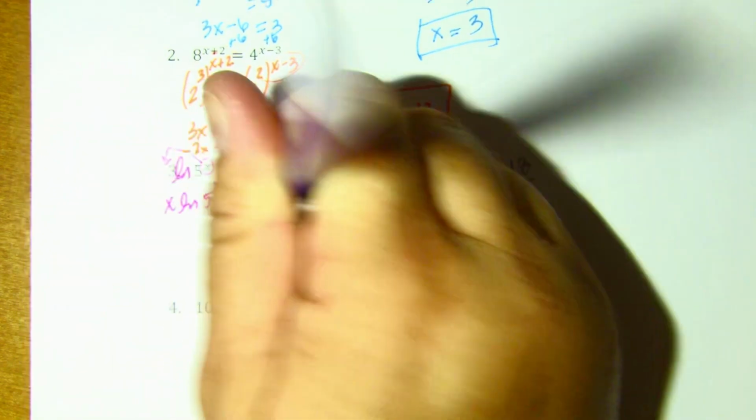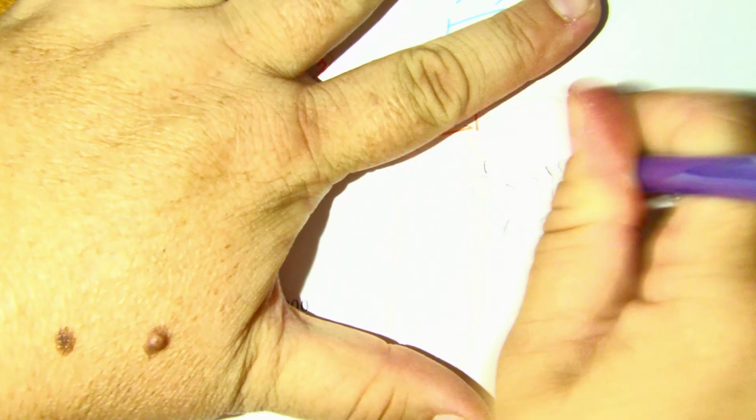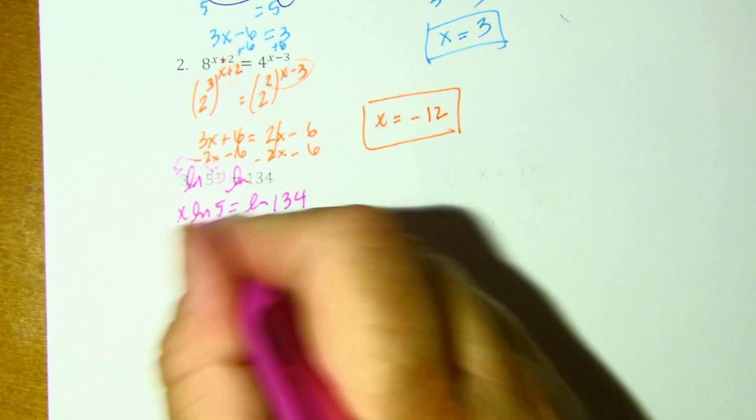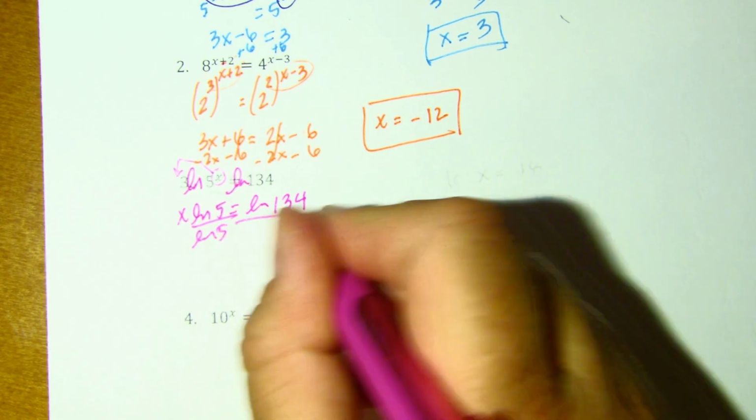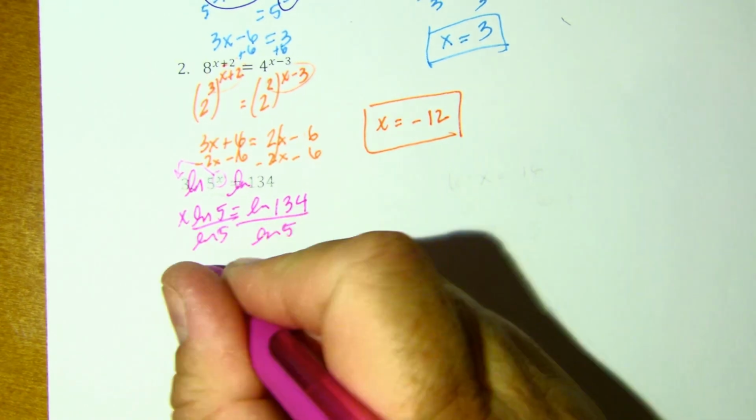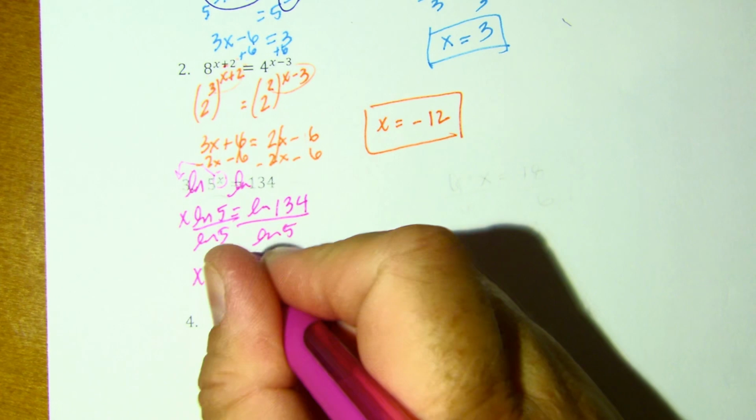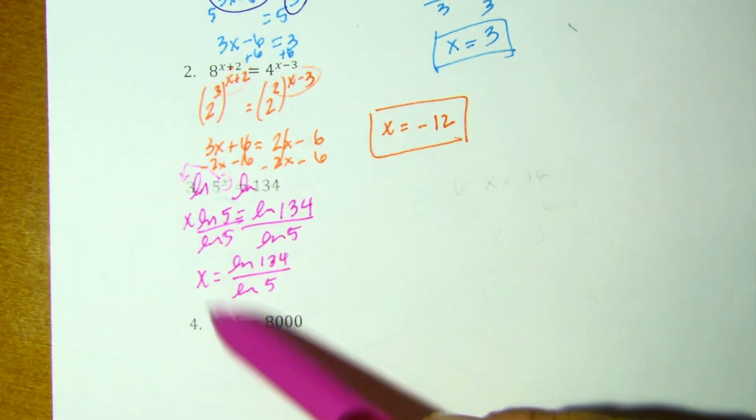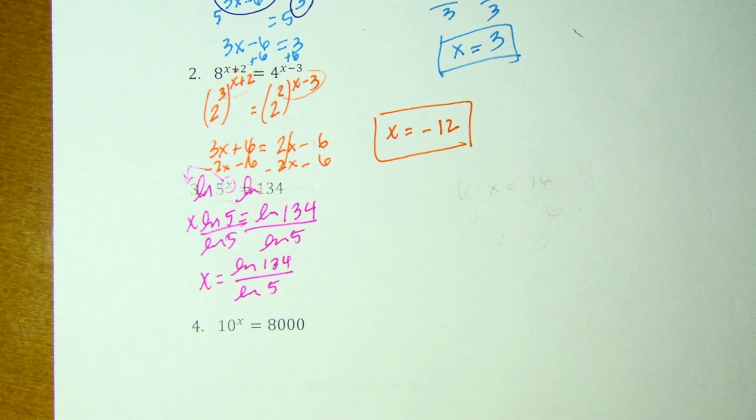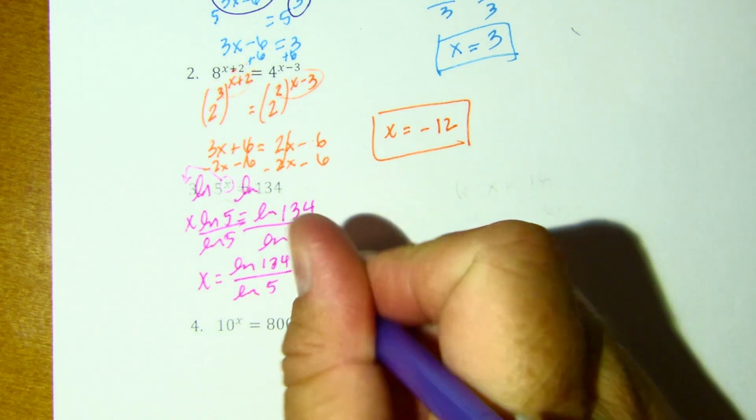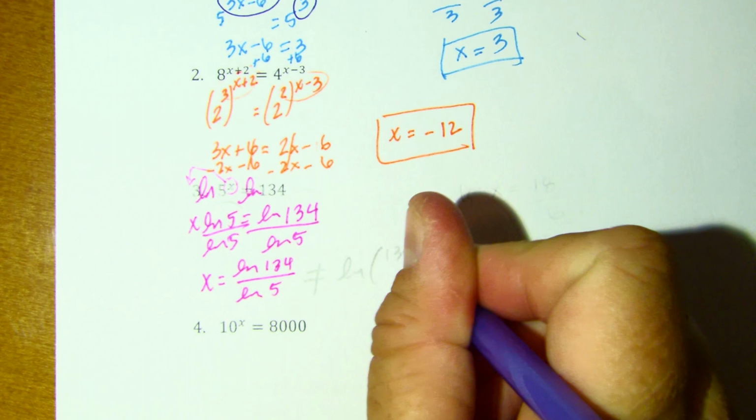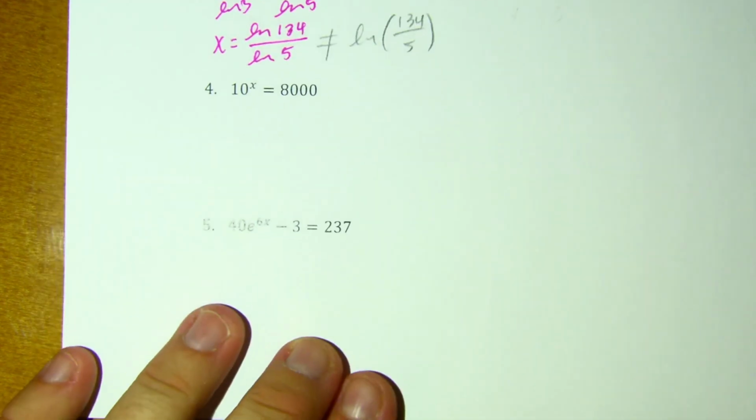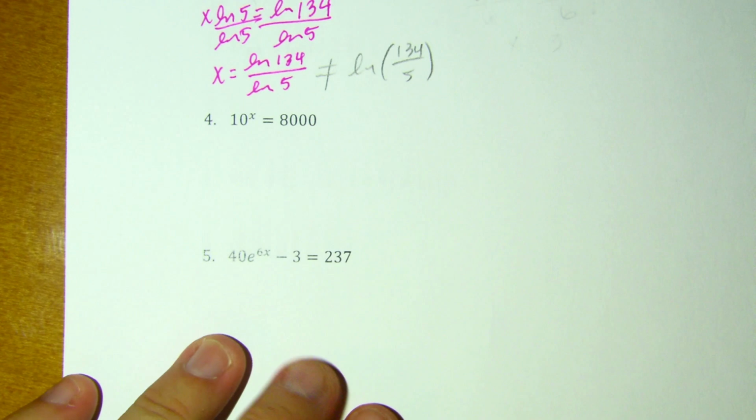So let me go ahead and erase all that pencil here. And I'm going to go ahead and divide by natural log of 5. And I have x is equal to the natural log of 134 over the natural log of 5. Now you cannot write this as one logarithm. This is not equal to ln of 134 over 5. That's not the same thing. So don't write that. That's not equal to what we have here.